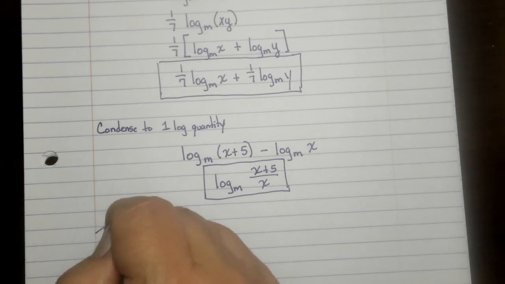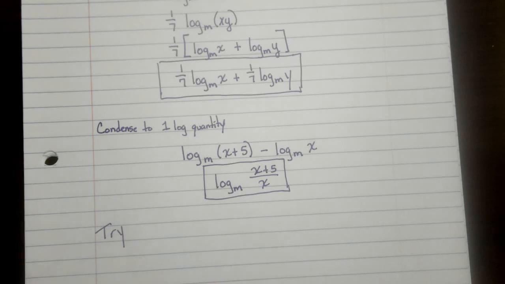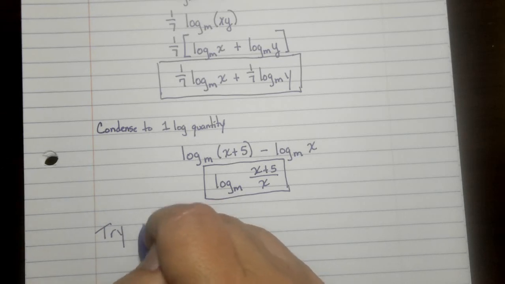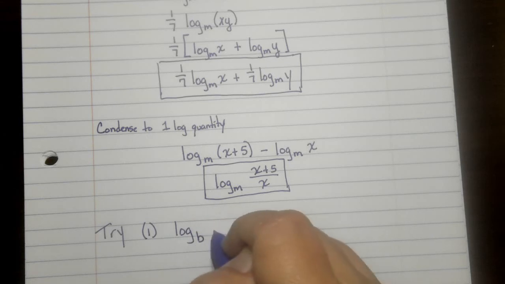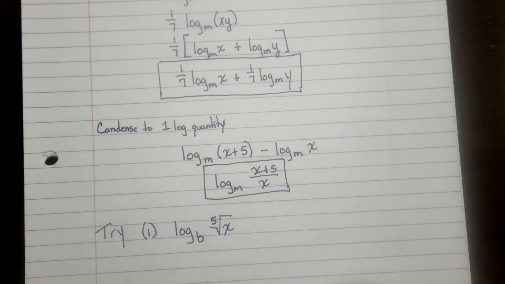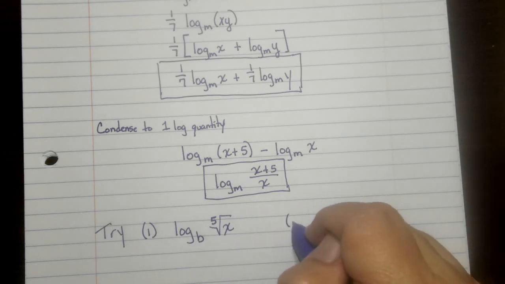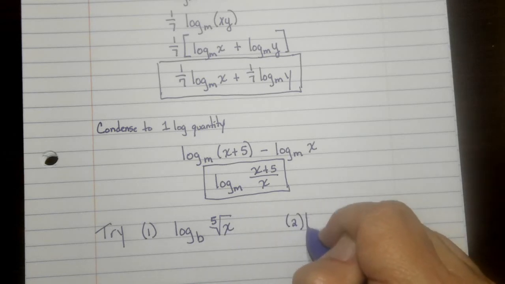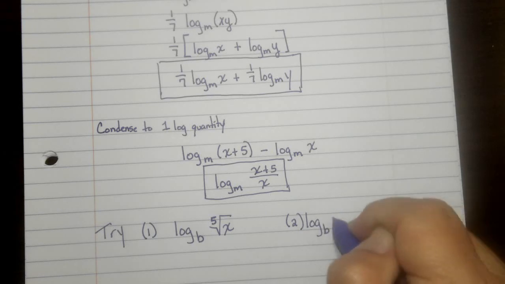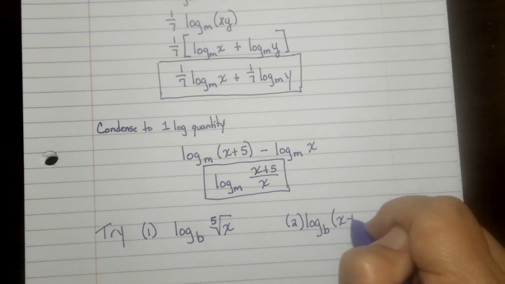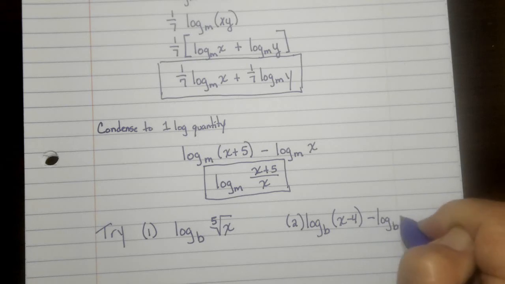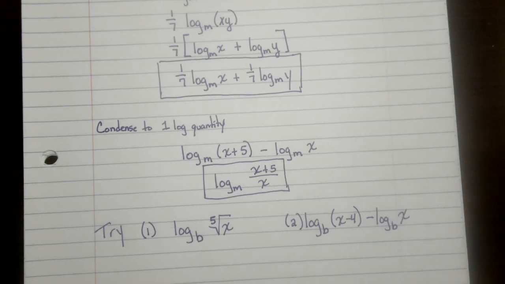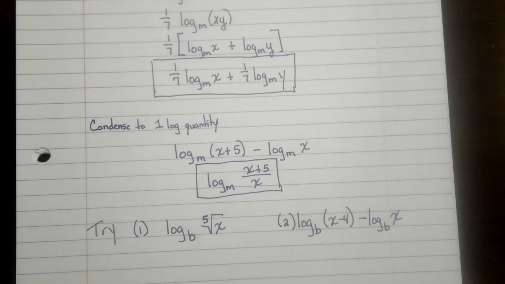Alright, so now I want you to try these two problems. Log base b of the fifth root of x, expand that one, and then log base b of x minus 4 minus log base b of x. Condense that one down to a single log.